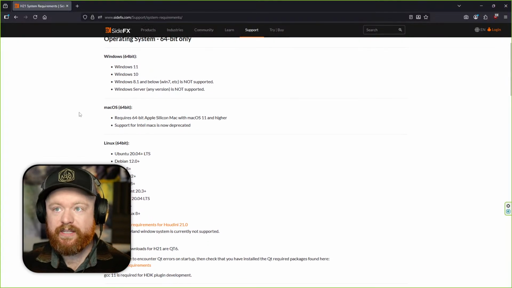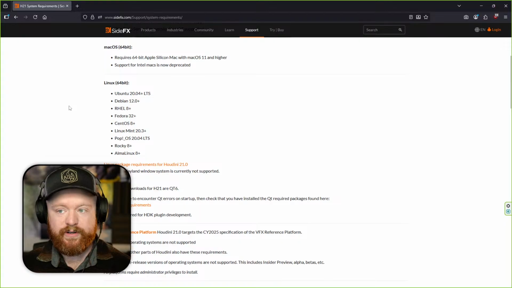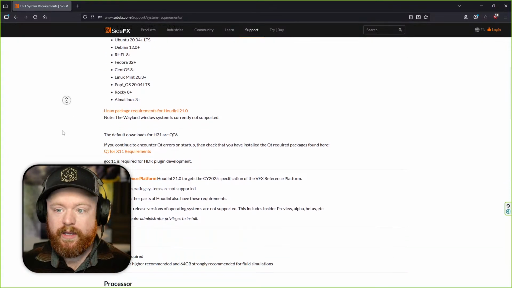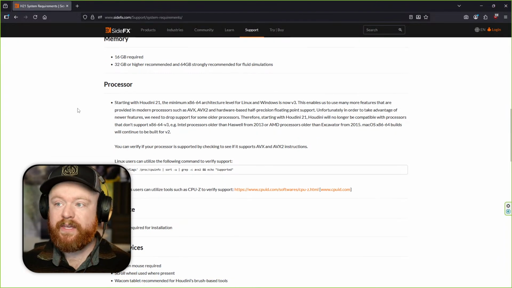So starting with the cheap build here. Windows 11 is what you want because Windows 10 is no longer being supported after this month in October. And if we go down here, 16 gigs is required. I would say 32 gigabytes or higher is definitely a good idea with Houdini. So we'll take that as our minimum.